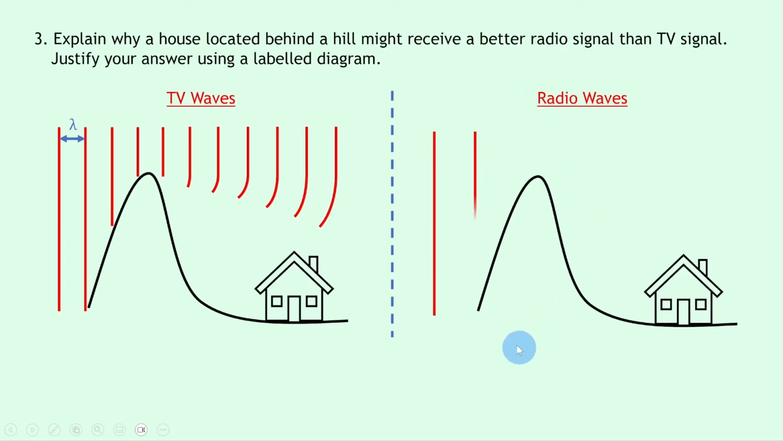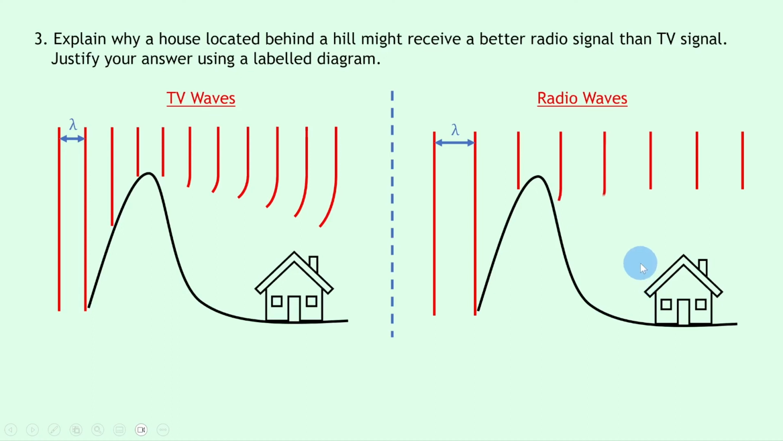Well, first of all, we need to show a bigger distance between 2 adjacent wavefronts because we're saying that radio waves have a larger wavelength than TV waves. So we can label on that wavelength there to show it's larger than the wavelength for TV waves. And then we can continue our waves going to the top of the hill and beyond, and again just drawing the straight line parts first, and then we'll add the curves onto the ends.